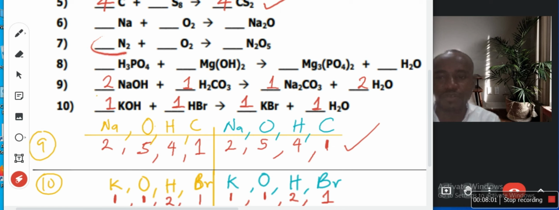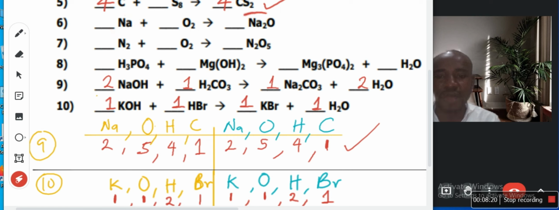How many atoms of sodium? No, this is not number 6. I'm talking about number 6. How many atoms of sodium do you have on the reactant side? Sodium 1. We have sodium 1 on the reactant side.